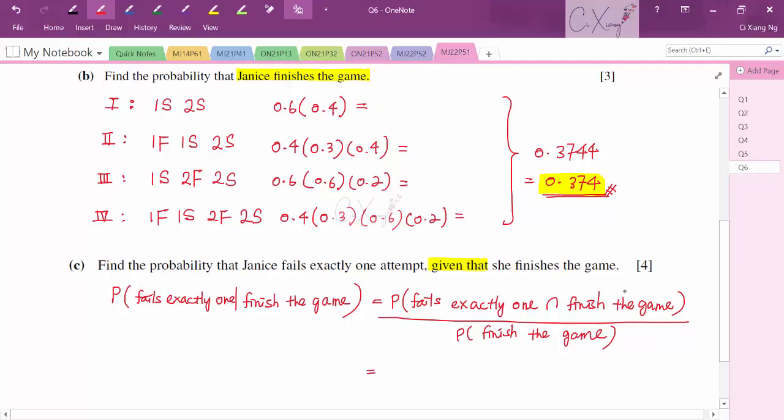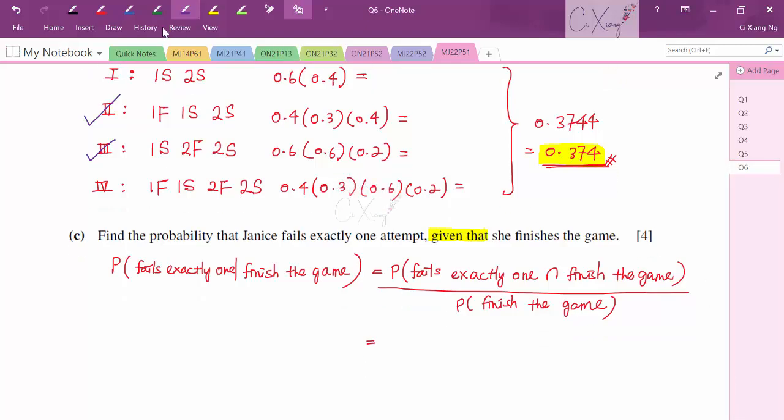Okay, so generally what you need to do is refer to all the cases that we list out here. Which of these cases actually have the meaning of fails exactly one and then finish the game? Case number 1 definitely no, because she didn't fail at all. For case number 2, this is what we want to consider, because from our outcome here, she fails once, but she still completes the game. Case number 3 is also a case that we want, because we only fail one time also. So it also fulfills the condition where fails exactly one, intersect with finish the game. Then the fourth case, we are having 2 fails. Therefore, this is not what we want to consider.